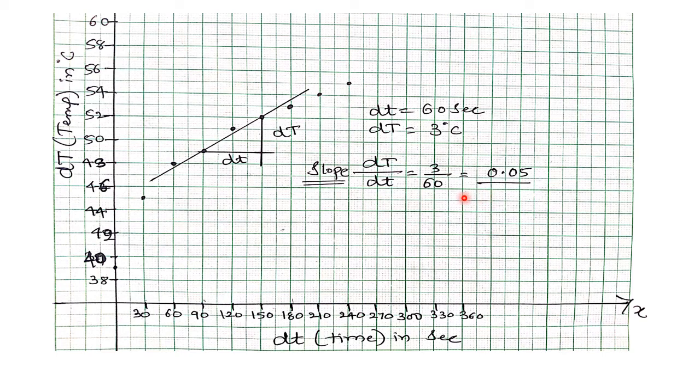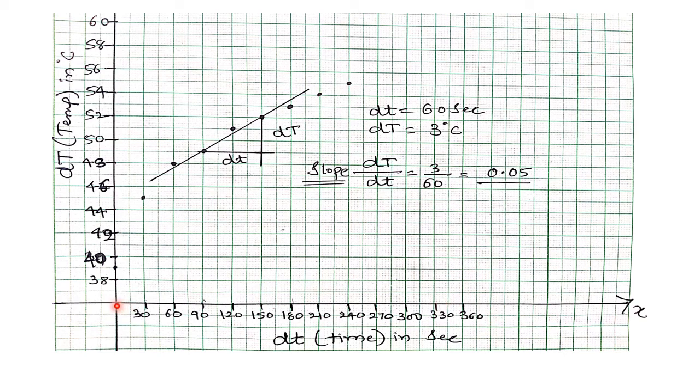Sorry, now again there is one sheet. This is how we have calculated the dT by dt value. On the y-axis we have plotted the temperature in degree centigrade, that is 38, 40, 42, 44, 46, 48, 50, 52. On the x-axis we have plotted the time t in seconds. For every 30 seconds I have drawn here: 30 seconds, 60, 90, 120, 150, 180, 210 seconds.